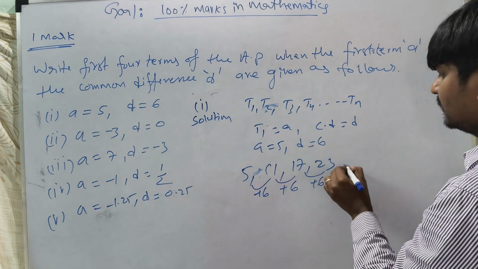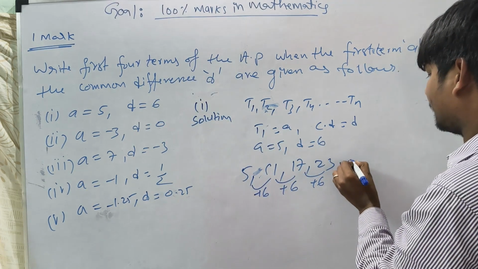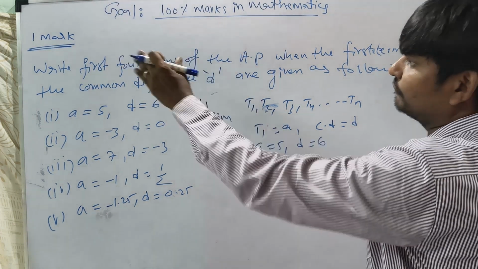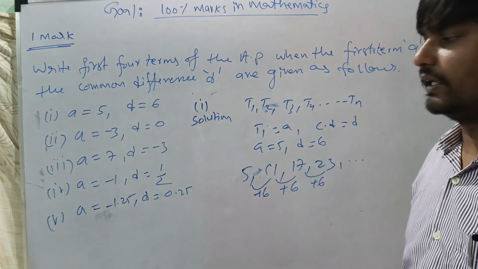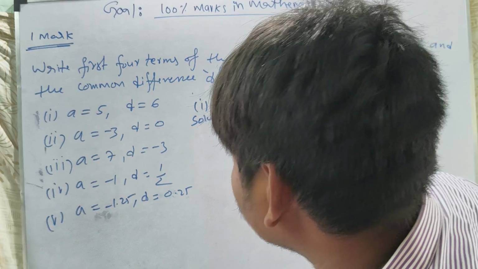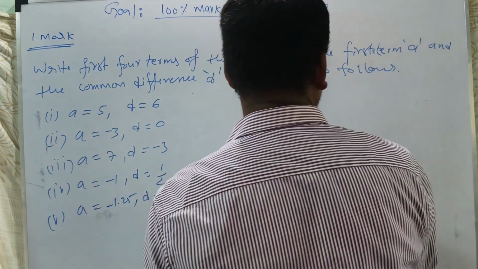Then next would be 29. But we want only up to 4 terms, comma and so on. Like this you have to write the solution, then you will get full marks, 1 mark. Clear? Now for the next, I will do the third question. I will do the third and fifth questions. The remaining 2 you will do.